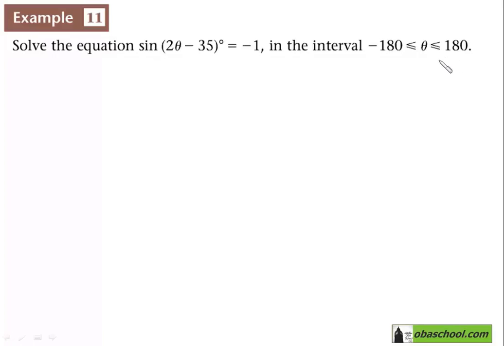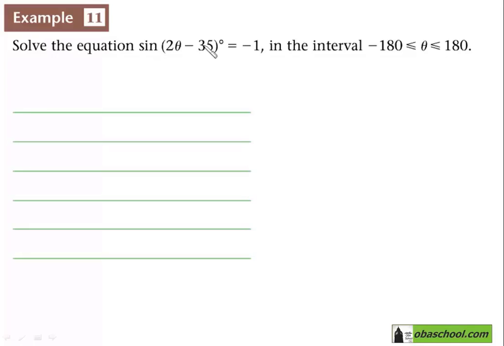Also here we substitute the angle by x. Let x equal 2 theta minus 35 degrees. We are solving an equation in the form of sine x equals minus 1, where the interval for x will change. Theta is between minus 180 and 180 degrees.